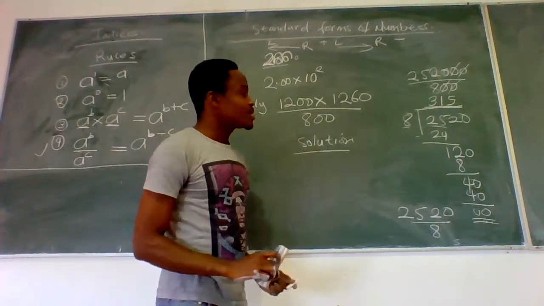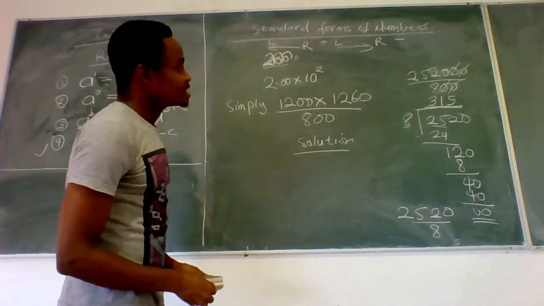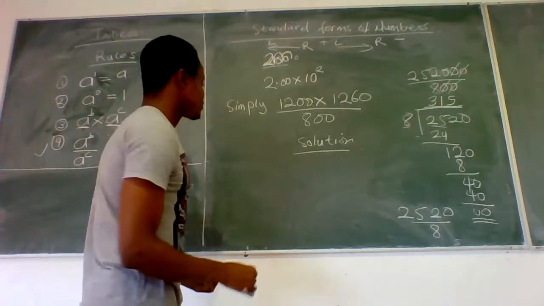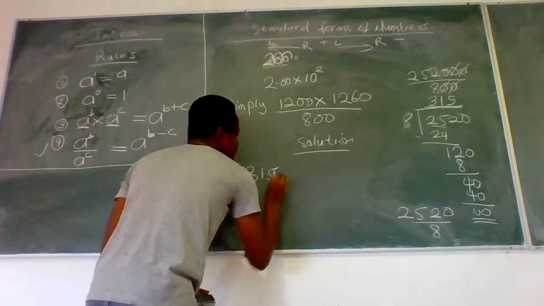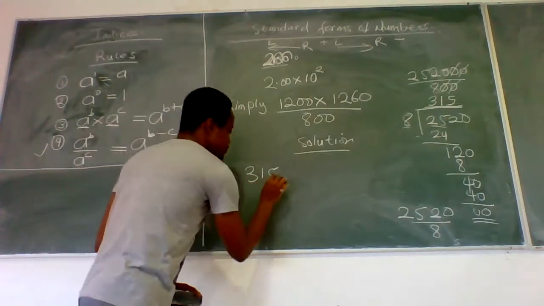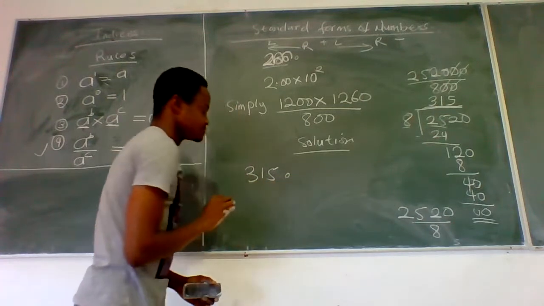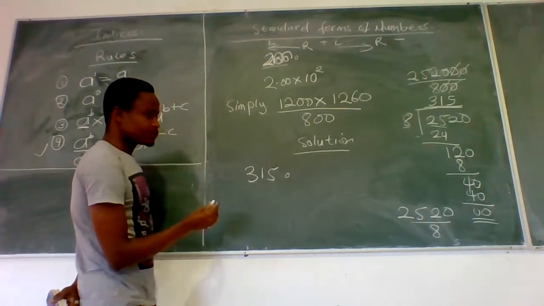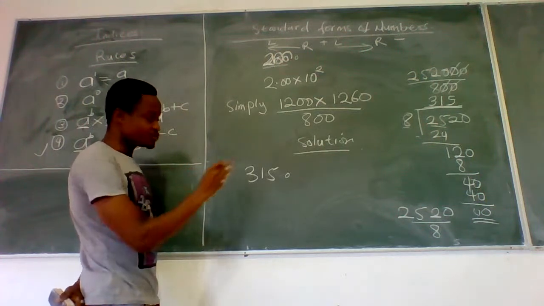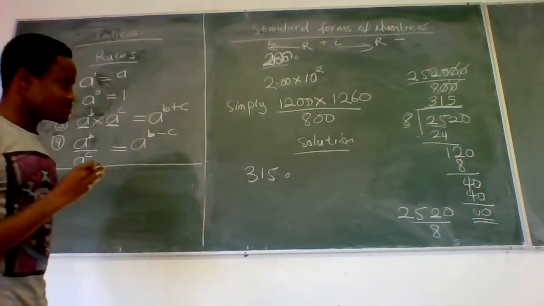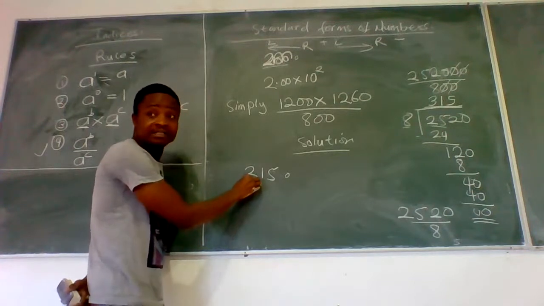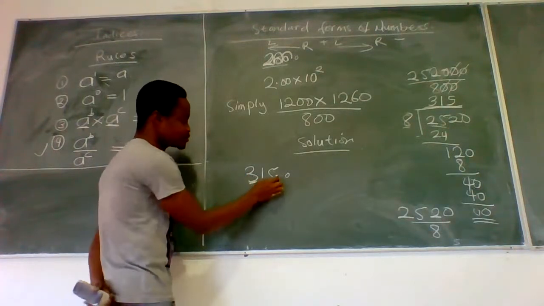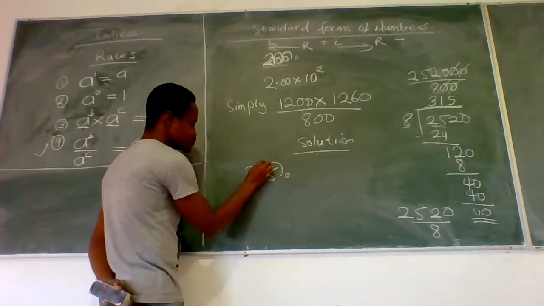And with this, your question states to leave your answers in standard form. So let's express this one in standard form. So 315, you want to express it in standard form. First of all, our first number should be between 1 and 10. This is 3. It falls within that range. So let's move 1, 2.